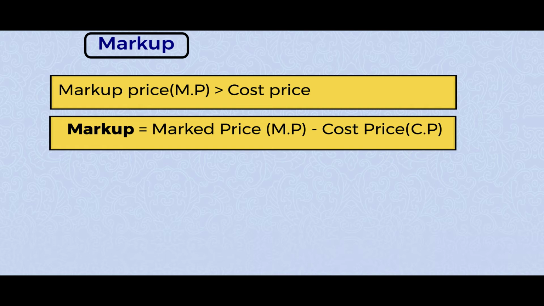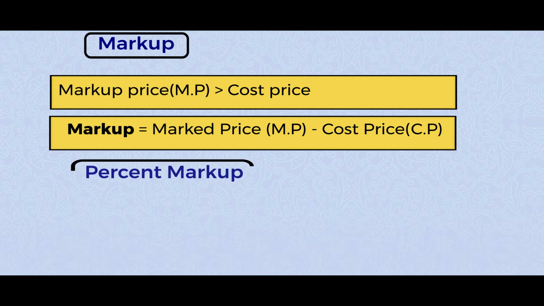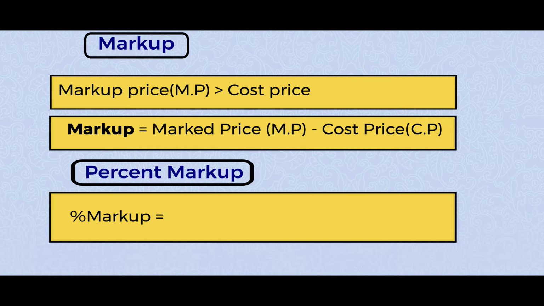Then similar to the discount percent, we also have a percent markup. So percent markup is given by markup over cost price times 100%. Remembering these two formulas, we will solve some questions. Here I have one example for you. Then after this one, I will give you one question to solve.